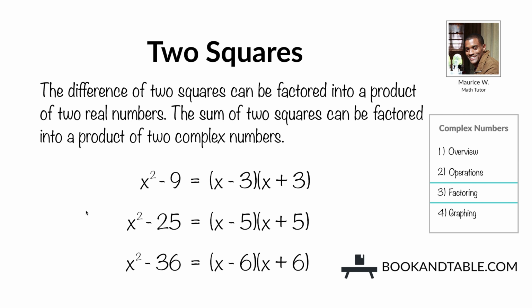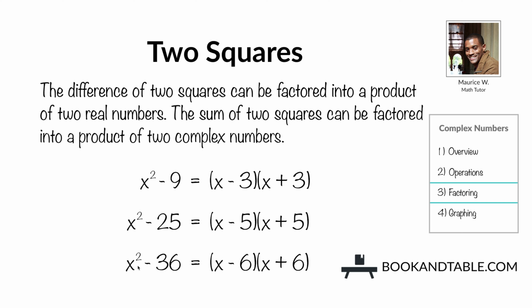Some other similar examples. X squared minus 25. How would you factor this polynomial? What is the square root of the first term? The square root of x squared is x, so that goes into each of the two factors. The square root of the second term, 25, is 5, so that goes into each of the two factors, and they are separated by the two different signs.